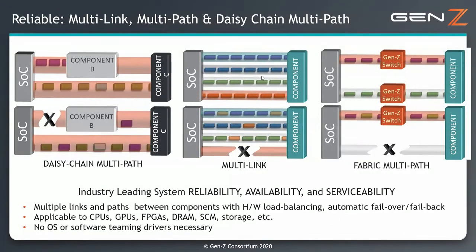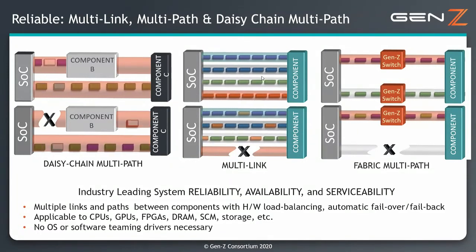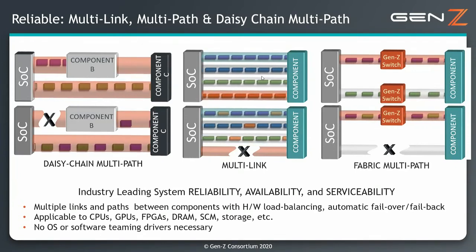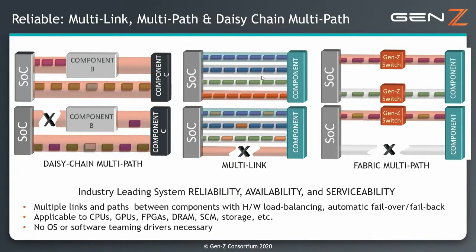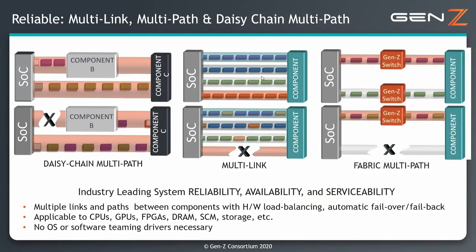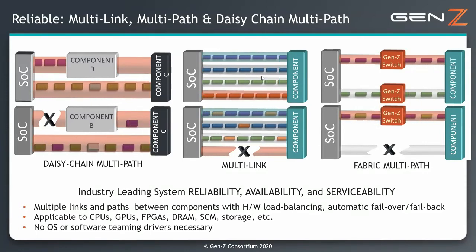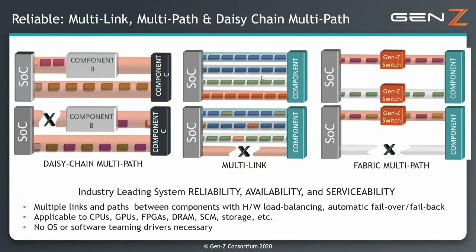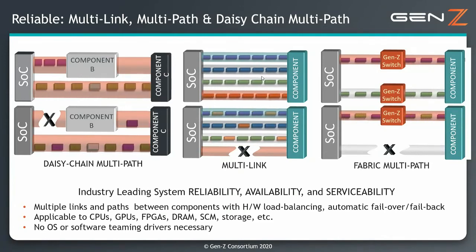Gen Z contributes to the reliability, availability, and serviceability of overall systems. With arbitrary topologies, multipathing, and multi-lane, much higher system availability should be attainable. This diagram shows three topologies. On the left, we have a daisy chain. The SoC is trying to talk to components B and C, utilizing a daisy chain through components. The lower diagram asserts a failure: the link to component B has failed. Traffic is redirected through component C using the daisy chain technology.